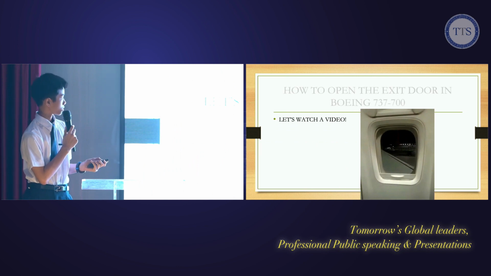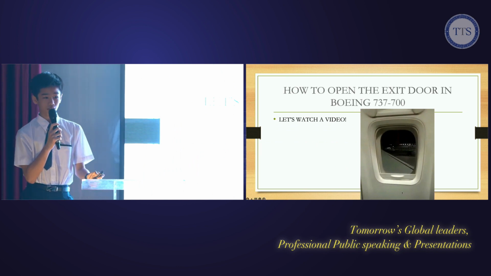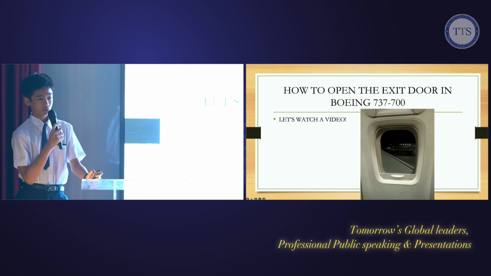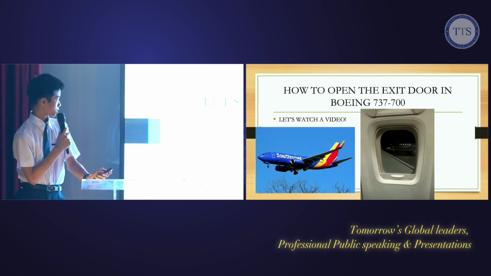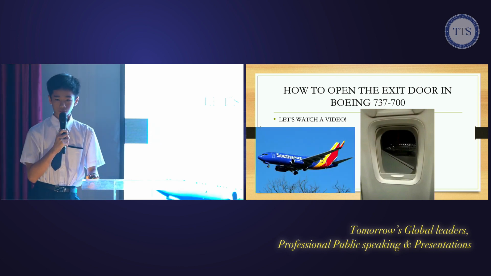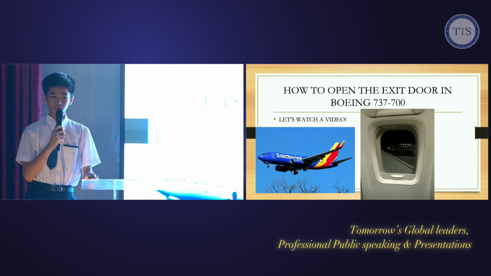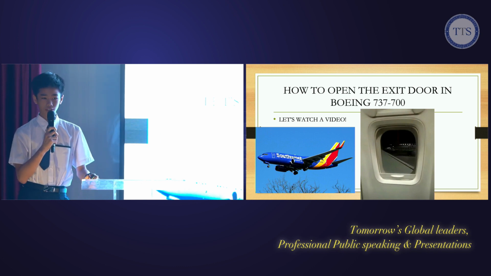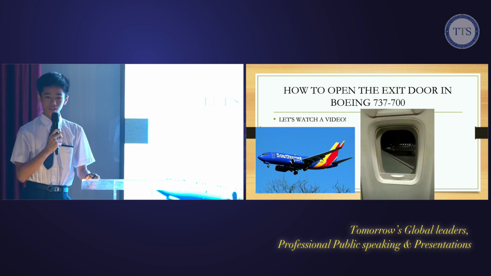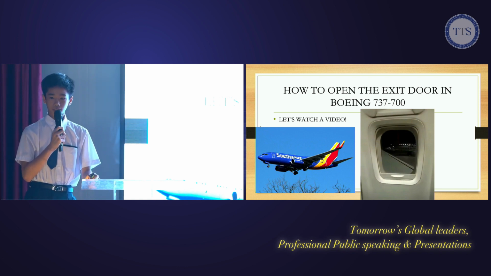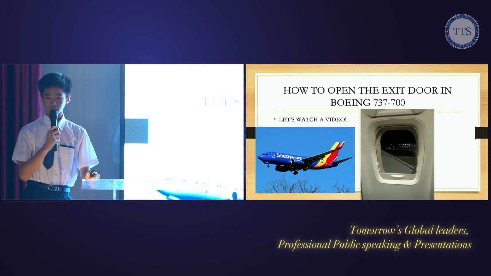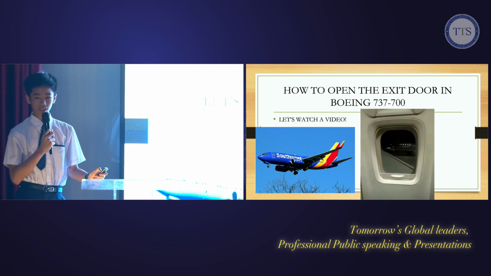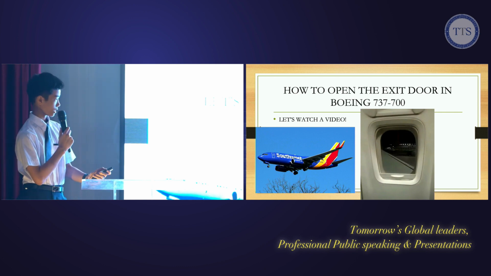So, how to open the exit door in a Boeing 737-700. First, you need to go to the exit door. Second, when you see the red lever on top of the door, you need to break the glass. Then you need to pull it so that it can immediately open and you can go outside and exit the plane when there is an accident.